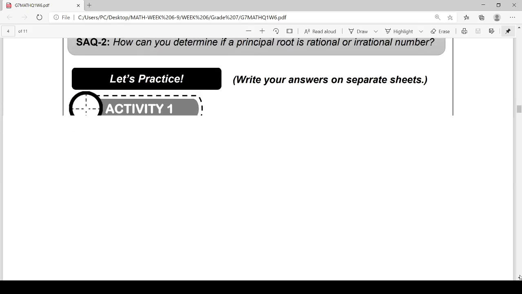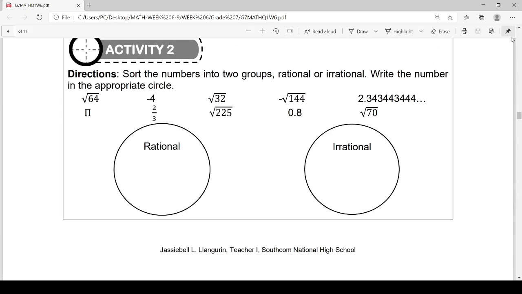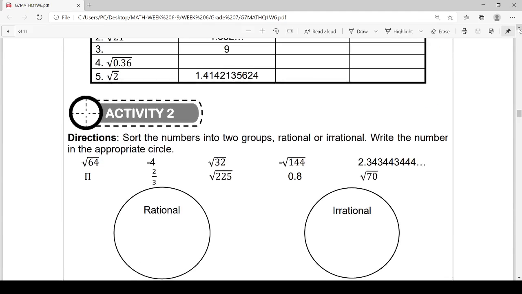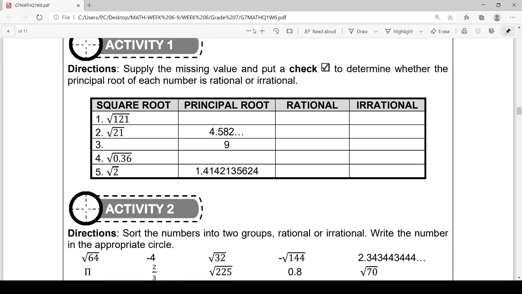So we have here activity 2. In your activity 1 first, supply the missing value and put a check to determine whether the principal root of a number is rational or irrational. So supply first the answer here. You put the answer first, like the square root of 1 is 1, what is that? And if the root is 9, what should be here? And if the given is 0.36, what is the square root?